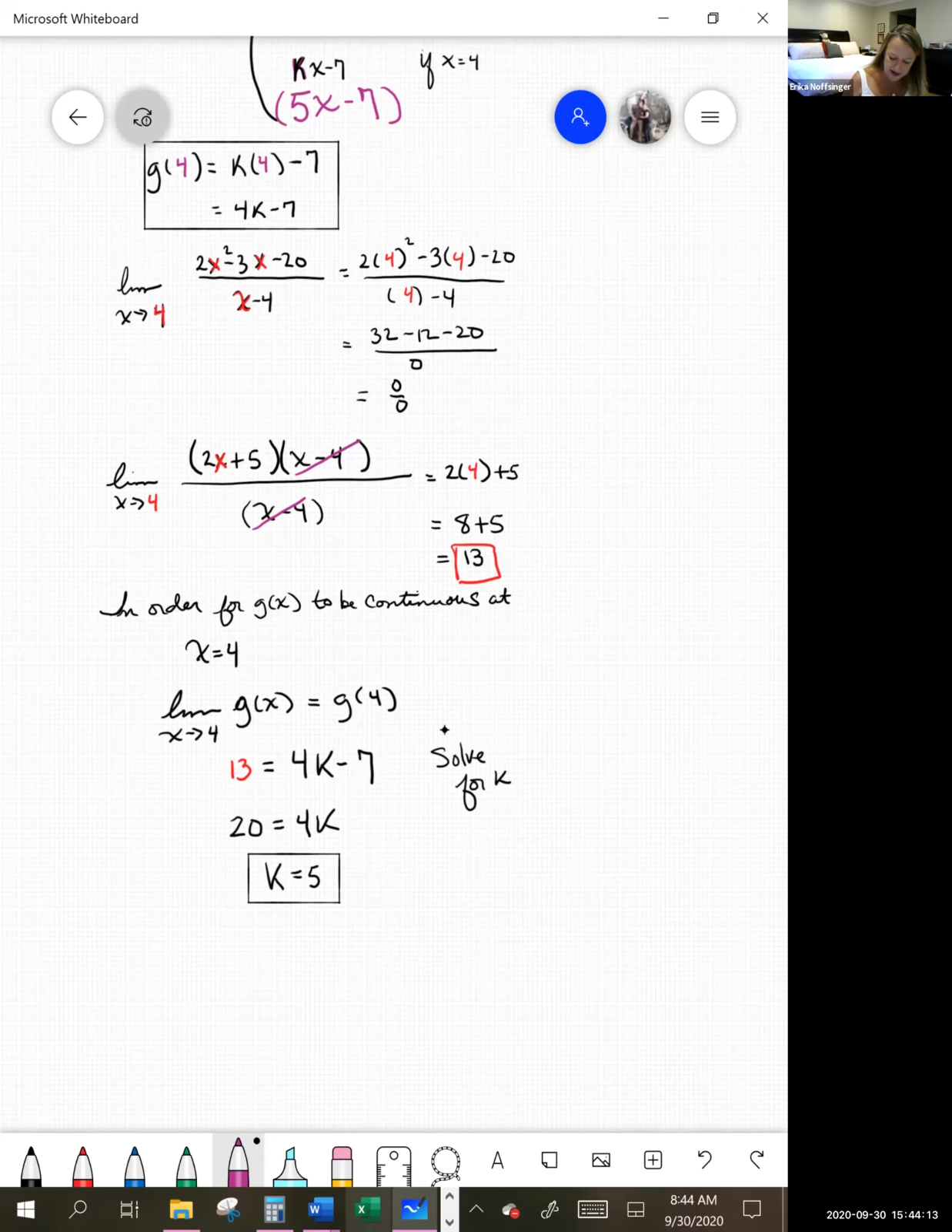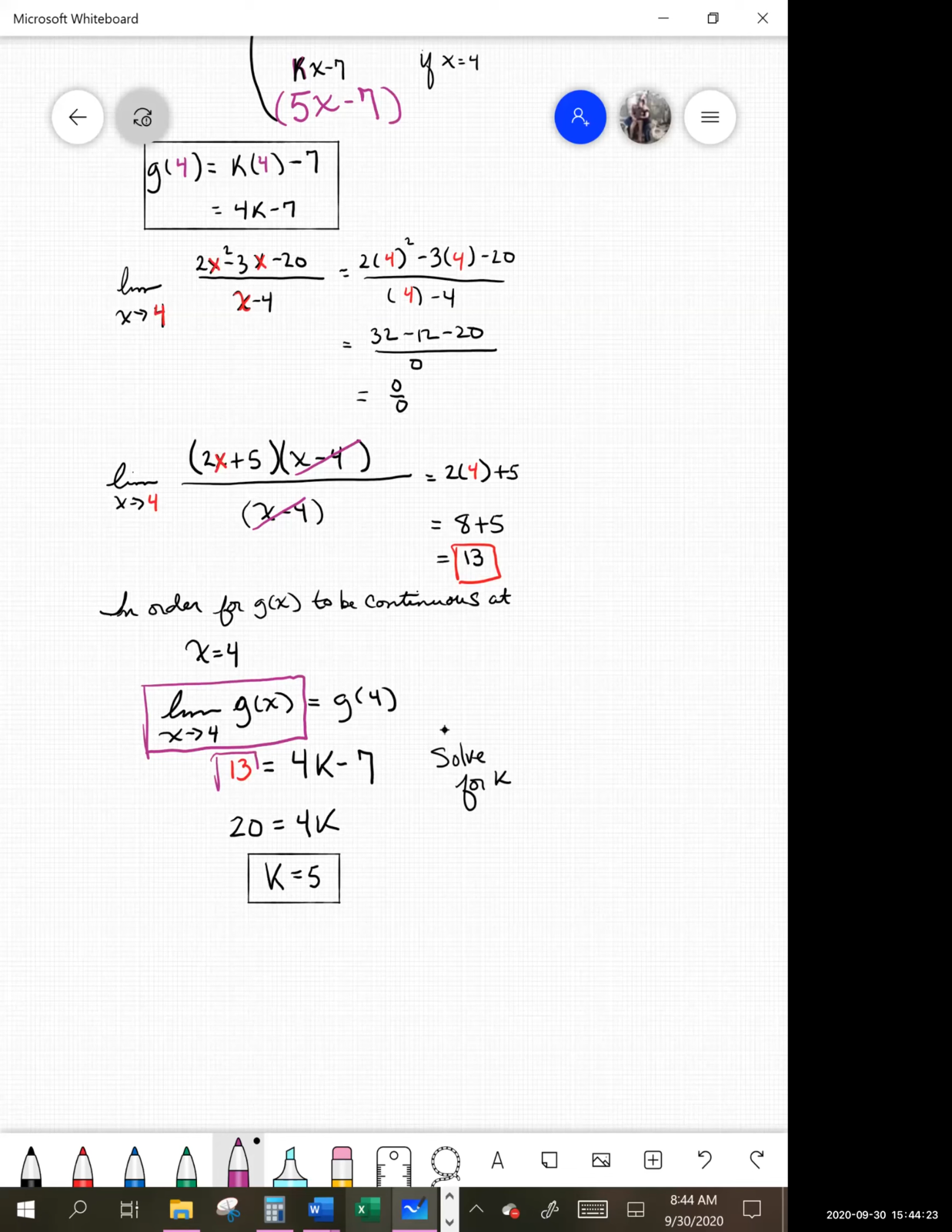Oh yeah, okay, so right now, we knew that our limit as x is approaching 4 of g of x, we just found was 13, right? Oh, the one right above it. Yep. And then we saw up here that g of 4 was this equation for 4k minus 7. And so in order for something to be continuous, the limit has to be the same thing as g of the number that you're approaching. And so these two things have to be equal to each other, and all I'm doing is solving for k here.